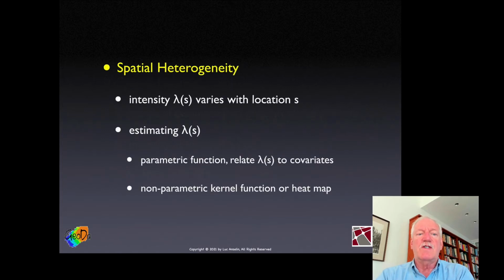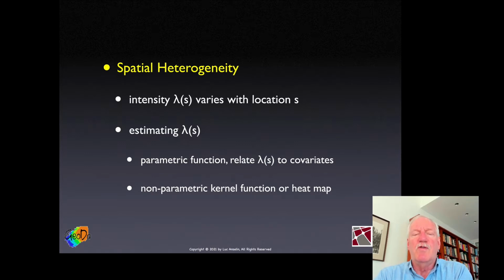Of course, if that's not the case, then we have spatial heterogeneity. And in that case, the intensity lambda S does vary with location S. And so if it varies with location, how do we figure out what the intensity is, right? So we can use tricks like quadrat counts, which we won't discuss here, but in essence it cuts up the area in different squares and figures out the intensity in each of these squares. It's actually very similar in spirit to what we did for the probability map.